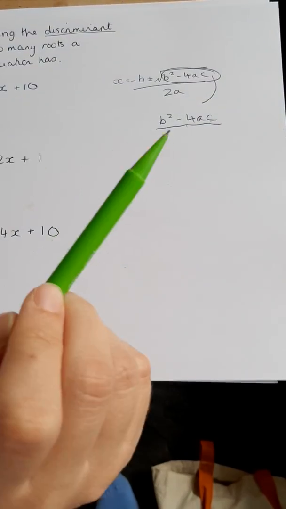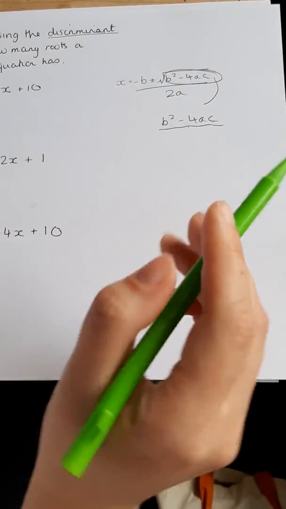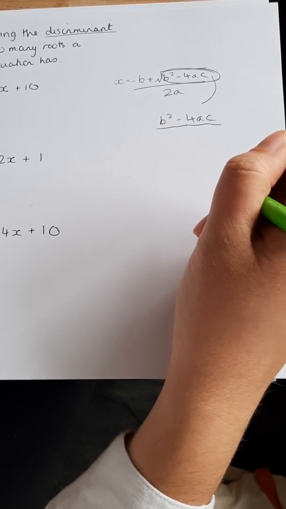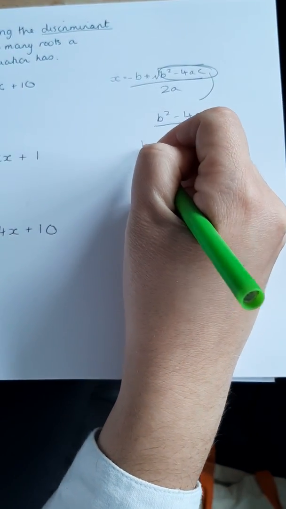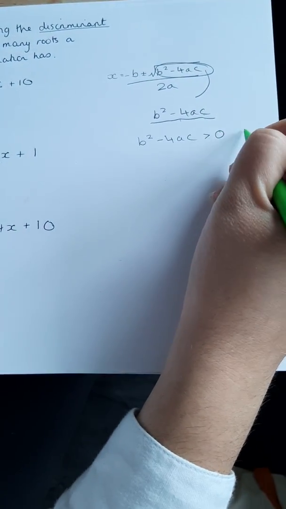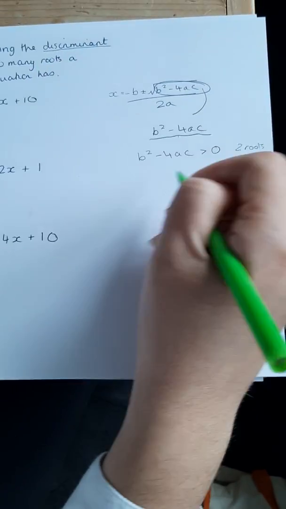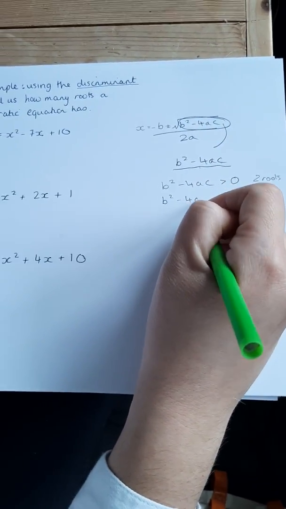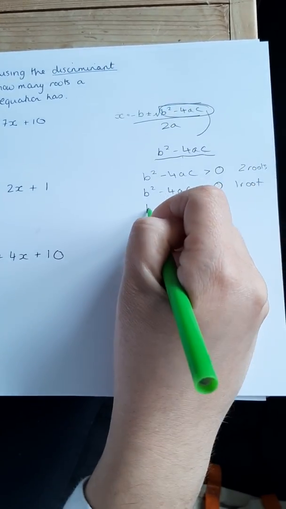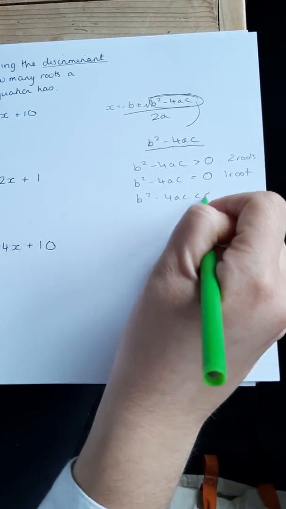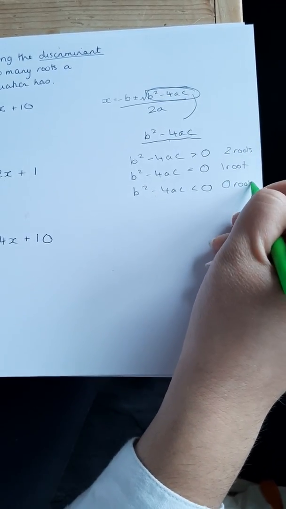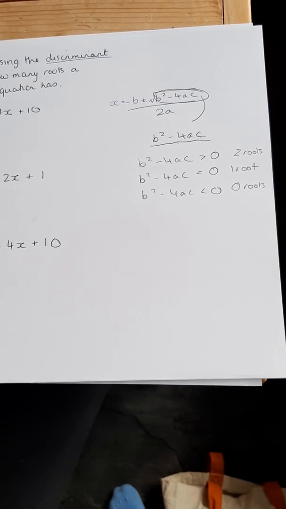Now a quadratic equation can only have 0, 1 or 2 roots depending on the value of the discriminant. So I've said this before, if the discriminant is greater than 0, then it'll have 2 roots. If b squared minus 4ac is equal to 0, it will have 1 root, and if b squared minus 4ac is less than 0, so if it's a negative number, it will have 0 roots, or 0 real roots, really.